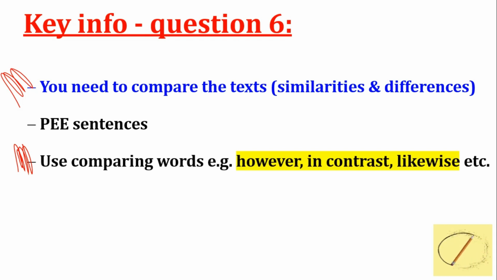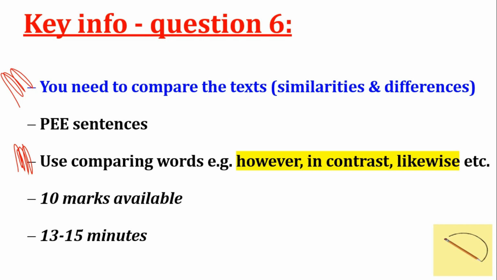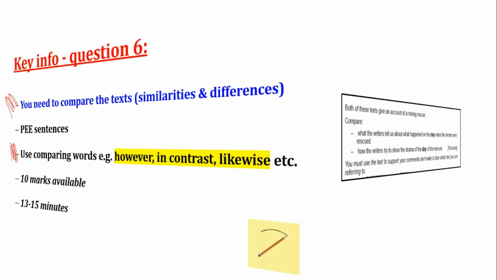You're going to do a PEE. Use comparing words like however or likewise. 10 marks available, 13 to 15 minutes. For all the other questions I've been telling you to do 7 to 10 quotes. With this one, if we can find 4 or 5 quotes, we'll be doing okay.